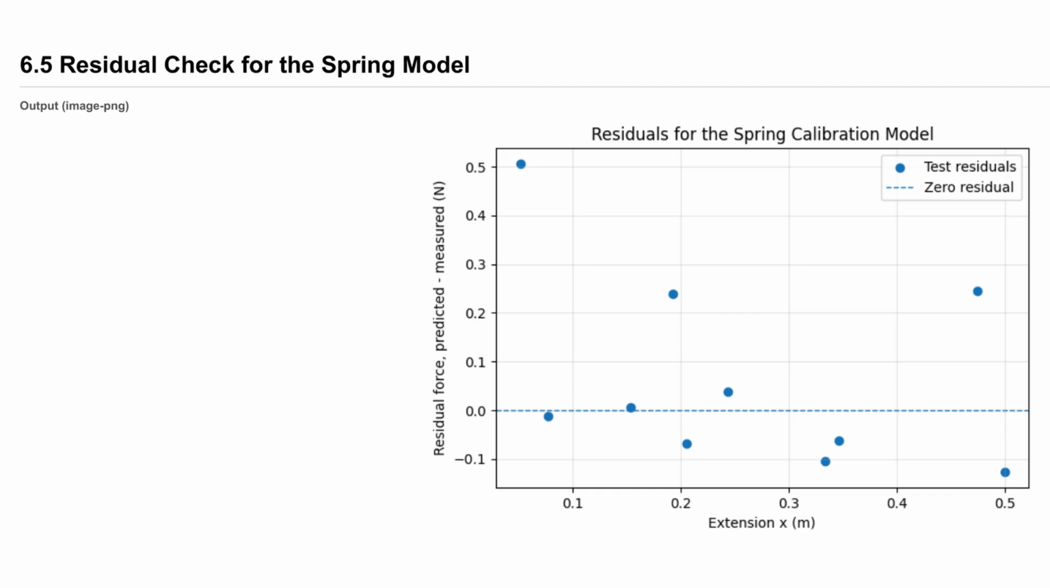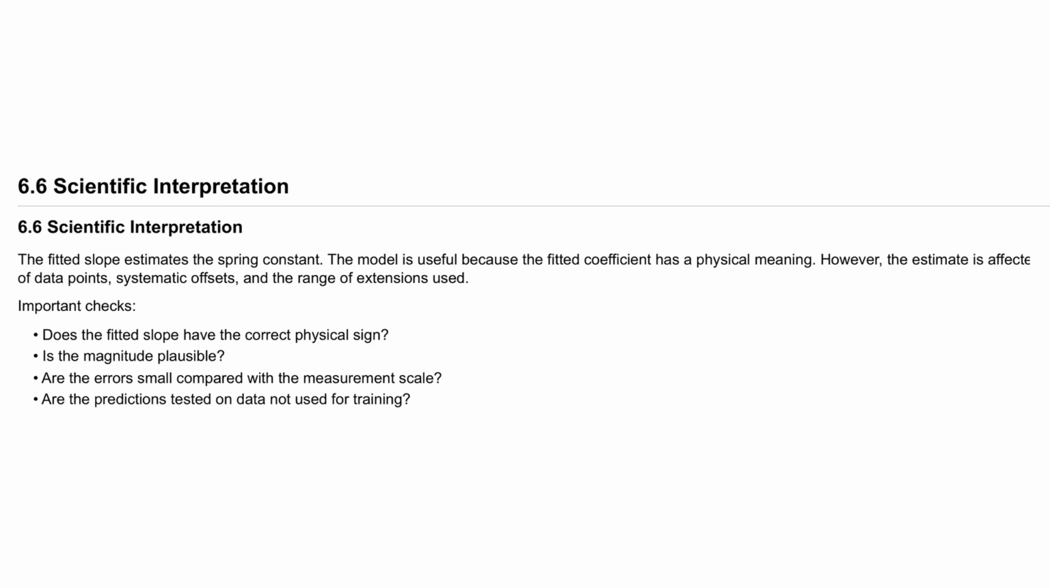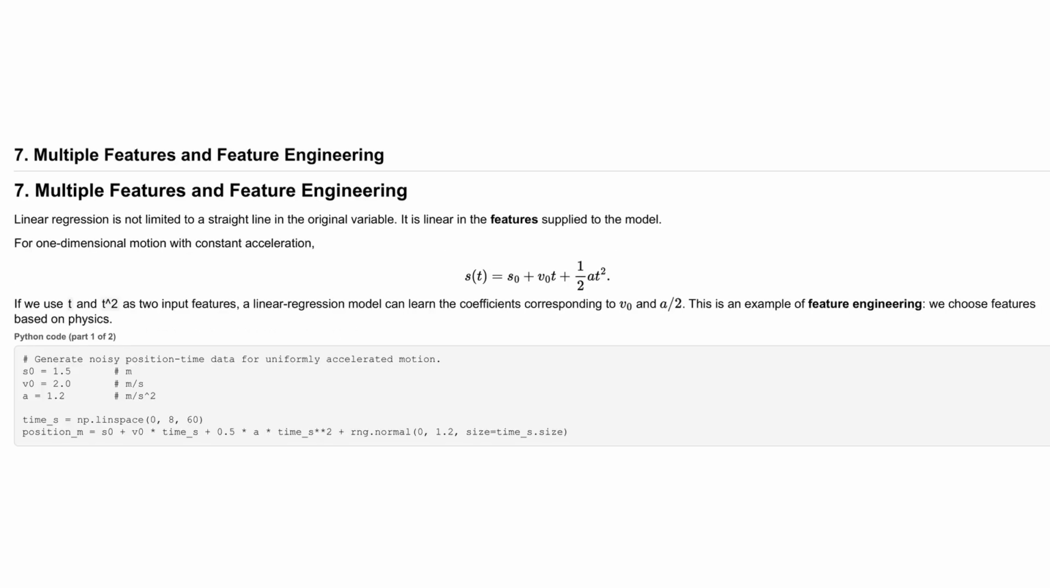The residual plot confirms our model is behaving well. The errors are scattered above and below the 0 line without forming a distinct curve. If we saw a clear U shape here, it would indicate that a simple straight line is missing some underlying physics. Scientific interpretation is key. Our model is useful because its slope gives us the spring constant. Always ask yourself if the sign is correct, if the magnitude is physically plausible, and if the prediction holds up on unseen test data.